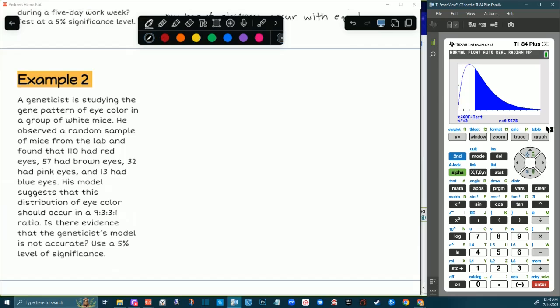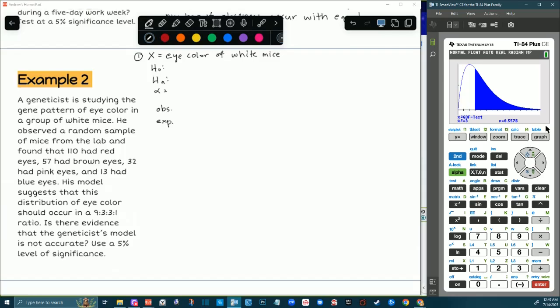So let's go ahead and tackle this in order. So I'm going to start with my state step. Variable of interest is, we are looking at eye color of white mice. I'm going to state my hypotheses, identify my alpha, and then make my table of observed and expected. So let's go ahead and do that.